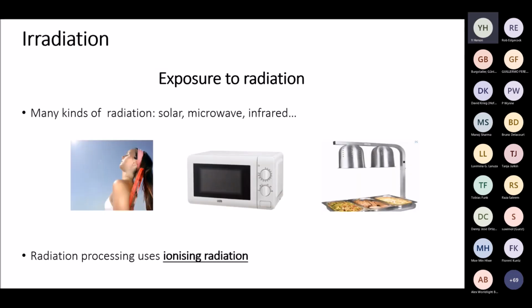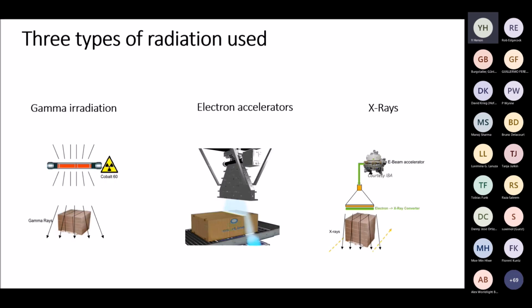Irradiation is slightly different. It's simply exposure to radiation. So, as we know, there are many types of radiation. The sun, radiation from the sun, microwave, infrared radiation used to keep the meals warm in cafeterias. But here we will be talking only about ionizing radiation.